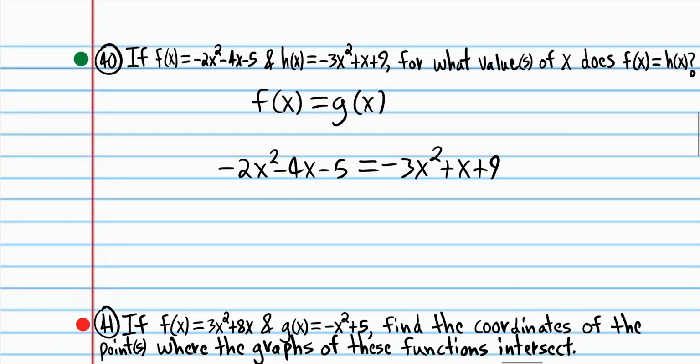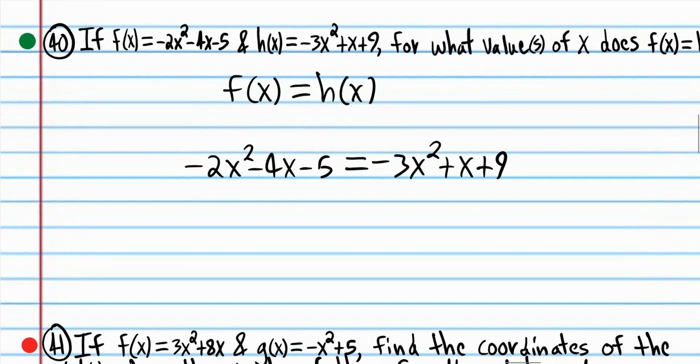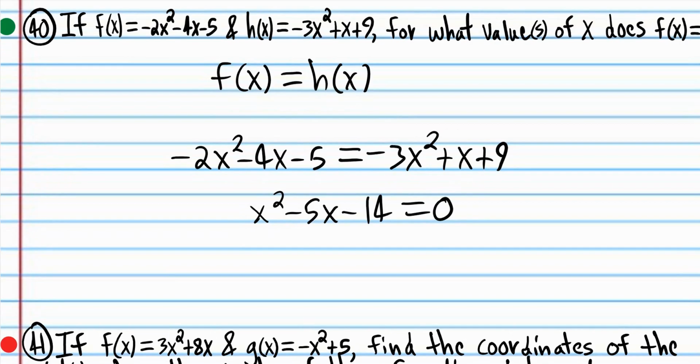Or excuse me, equal to h of x. And so we're going to add 3x squared to both sides, and subtract x from both sides, and subtract 9 from both sides. And this time I put everything on the left side of the equation because I want this to be a positive x squared.